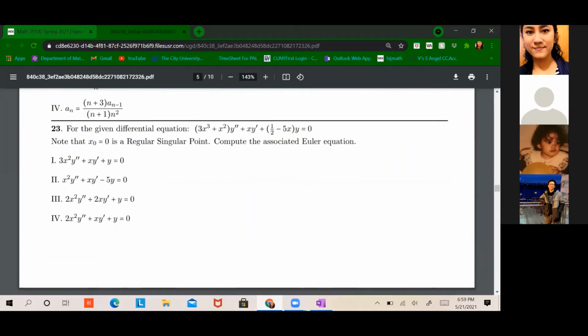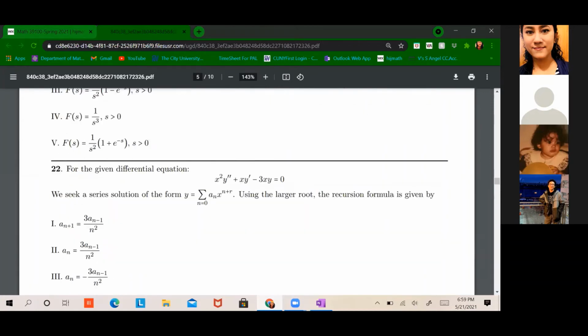Can you set up the equation for number 9? Yeah. Number 9.